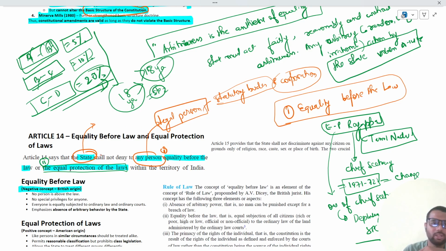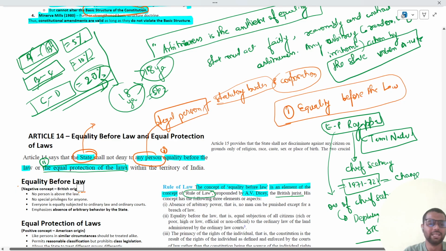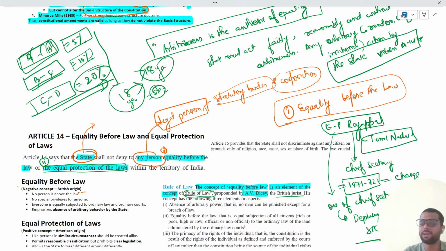Why taken from the British origin? Because in Britain there was a jurist named A.V. Dicey, and it is said that the concept of equality before the law is an element of the concept of rule of law. The rule of law was propounded by A.V. Dicey. A.V. Dicey was a British jurist, and therefore we say that equality before the law is of British origin, taken from the rule of law propounded by him.